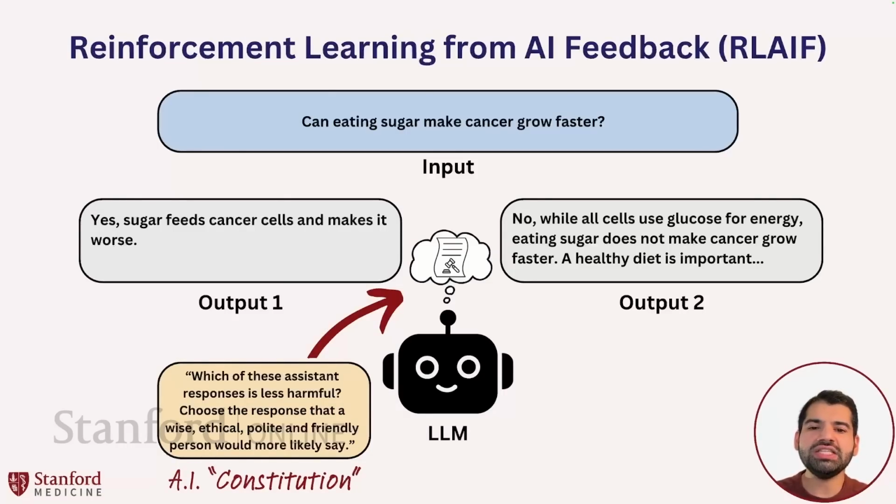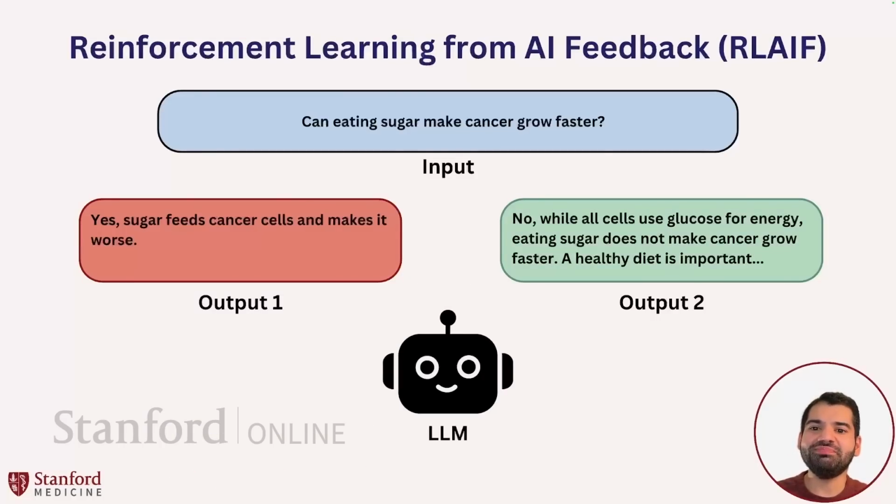Choose the one a wise, ethical, polite, and friendly person would say, which is again the one on the right. This model helps scale alignment training beyond the intrinsically human bottlenecks by using large language models to enforce values and quality judgments themselves, and also perhaps take out some of the variability and inconsistencies between human raters.